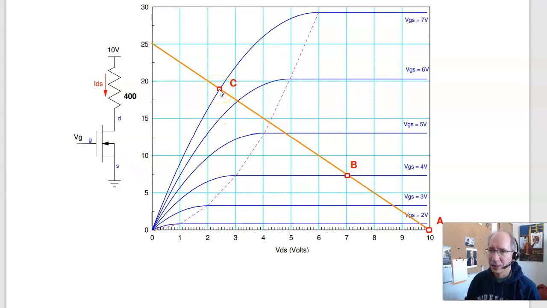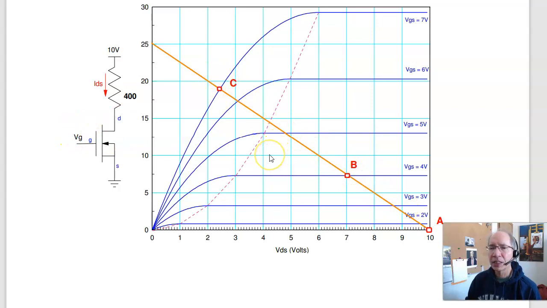And when VGS is 7 volts, I enter the ohmic region. It's now right around 2.3 volts and 18 milliamps. Again, we do a lot of load lines in this class. I've got to be on the load line somewhere, and the gate voltage tells you where you are.